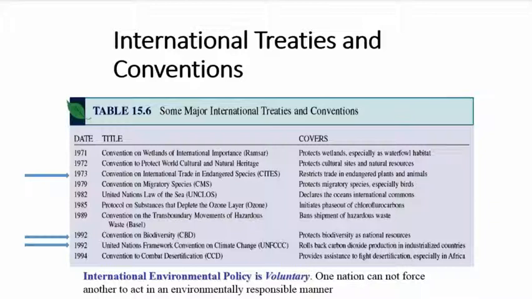So the Convention on the International Trade in Endangered Species is from 1973. The Convention on Biological Diversity, 1992, and we are not a signatory nation of the CBD, nor are we of the United Nations Framework Convention on Climate Change. In other words, our administrations have had friendly feelings towards these organizations, but to become a signatory nation, the Congress has to pass some resolutions, and they have failed to do that consistently.